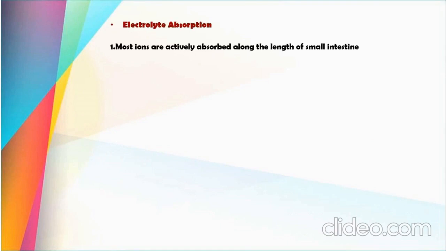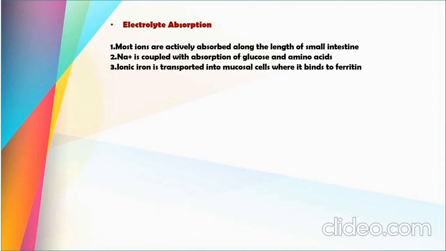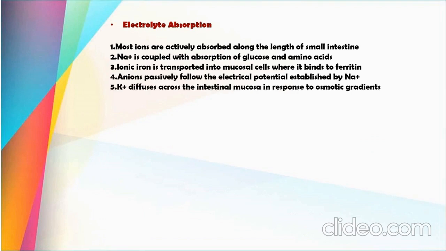Now next one is electrolyte absorption. Most ions are actively absorbed along the length of the small intestine. Sodium is coupled with the absorption of glucose and amino acids. Ionic iron is transported into the mucosal cells where it is bound to ferritin. Anions passively follow the electrical potential established by sodium. Potassium diffuses across the intestinal mucosa in response to the osmotic gradient.